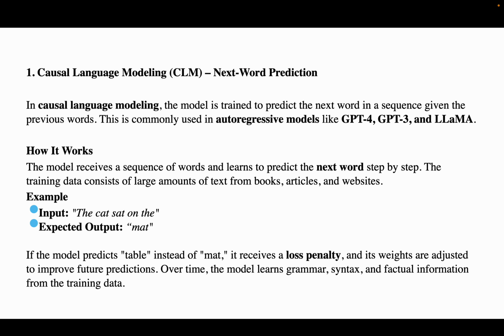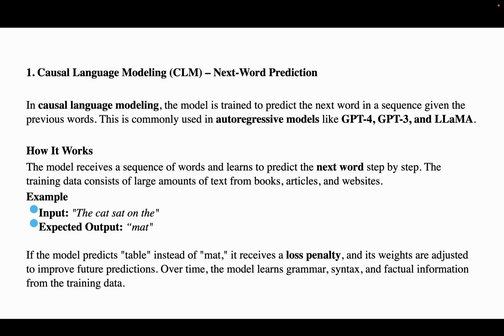So let us see what is this causal language modeling. That is called CLM, next word prediction. In causal language modeling, the model is trained to predict the next word in a sequence given the previous words. This is commonly used in the autoregressive models like GPT-4, GPT-3, and Llama. Let us see how it works. The model receives a sequence of words and learns to predict the next word step by step. The training data consists of large amounts of text of books, articles, and websites.